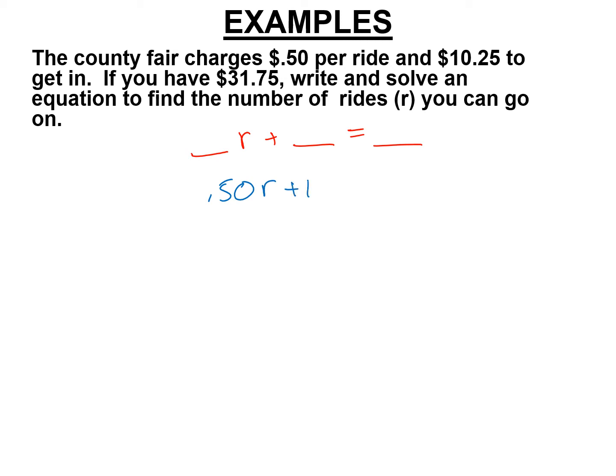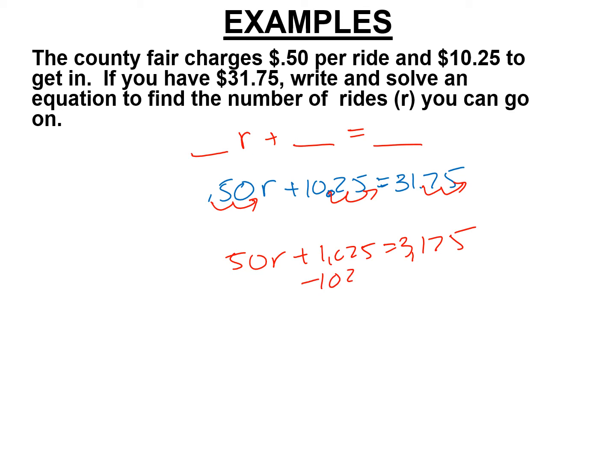The constant is the thing that everyone that's already happened, right? To get in, you had to have paid $10.25. And the total amount of money we have is that right there. I need to write a little neater. That right there, which is $31.75. So we could solve that, but we could also clear the decimal. So I'm going to move it twice there, and twice there. And instead of dealing with the decimals, I'm going to solve 50R plus 1,025 equals 3,175.